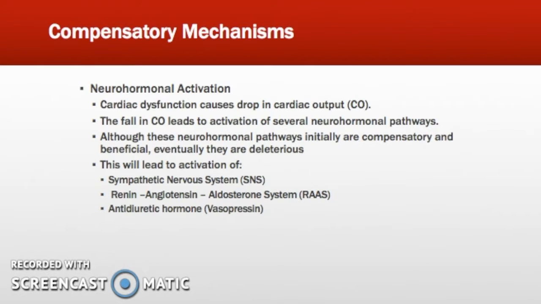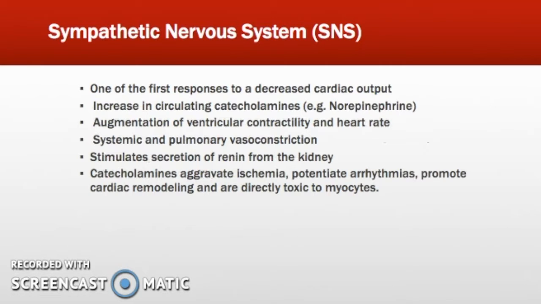This will lead to activation of the sympathetic nervous system, renin-angiotensin-aldosterone system, and antidiuretic hormone or vasopressin. The sympathetic nervous system is one of the first responses to a decreased cardiac output. There is an increase in circulating catecholamines like norepinephrine, augmentation of ventricular contractility and heart rate, systemic and pulmonary vasoconstriction, and stimulation of secretion of renin from the kidney. Catecholamines aggravate ischemia, potentiate arrhythmias, promote cardiac remodeling, and are directly toxic to myocytes.